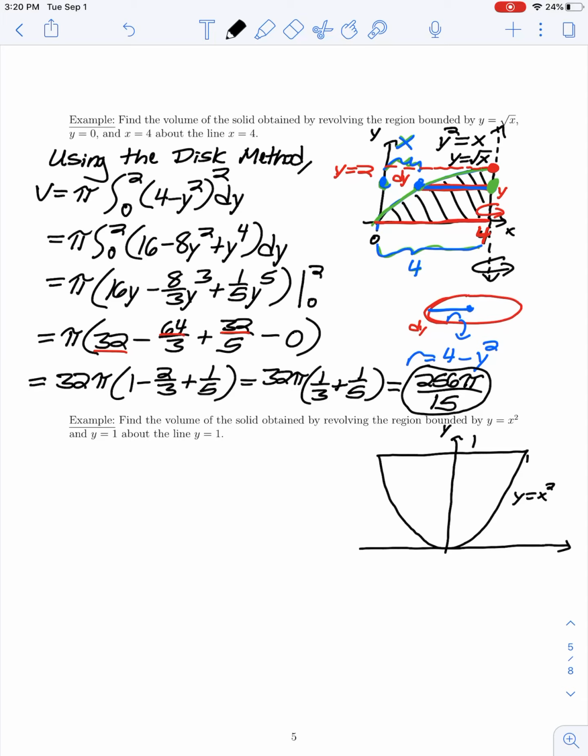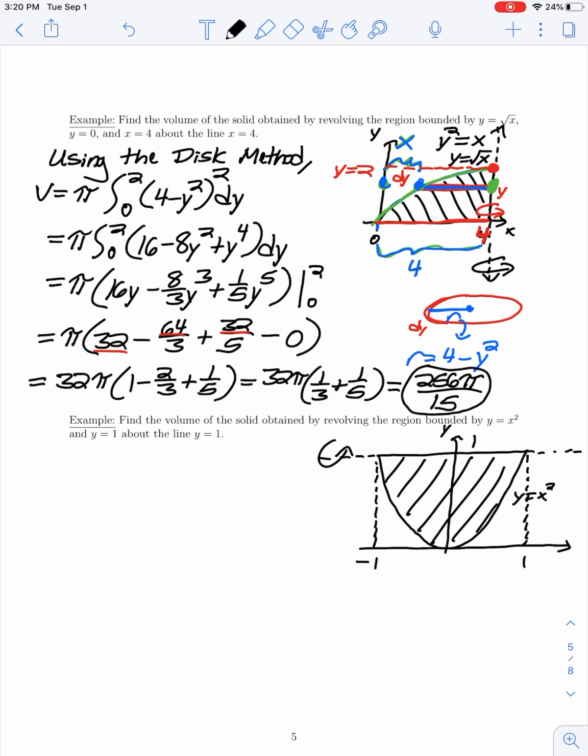y equals x squared would intercept y equals 1 at the x values x equals -1 or +1. And we're supposed to take this region bounded by those curves and revolve it about the line y equals 1. So our axis of revolution is going to be this line, which defines the upper edge of our region.